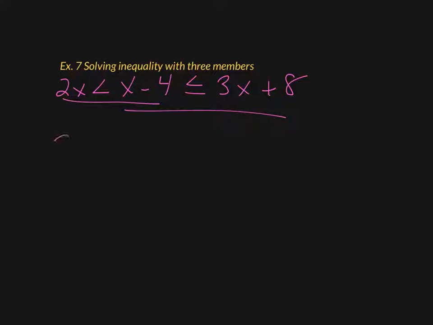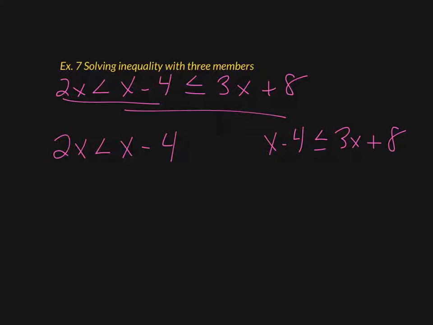Alright, for example 7, we're going to look at, again, solving an inequality with 3 members. So here we're going to solve 2x is less than x minus 4, which is less than or equal to 3x plus 8. Now, because we can't really isolate x in the middle yet, we're going to split this inequality up. So we're basically going to take this piece, and then we're going to take this piece. So first we've got 2x is less than x minus 4. Then we're going to solve x minus 4 is less than or equal to 3x plus 8.